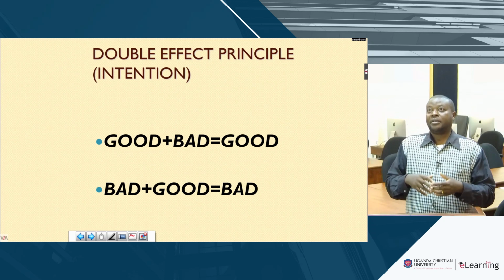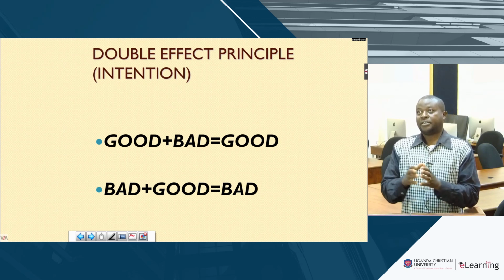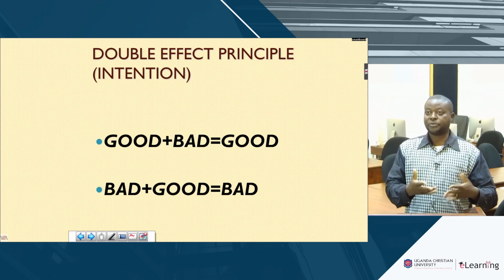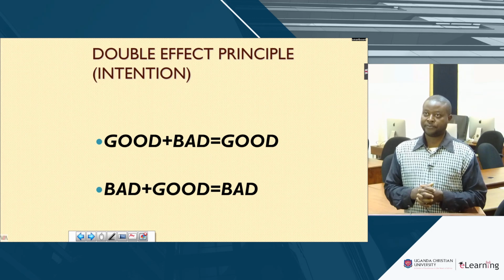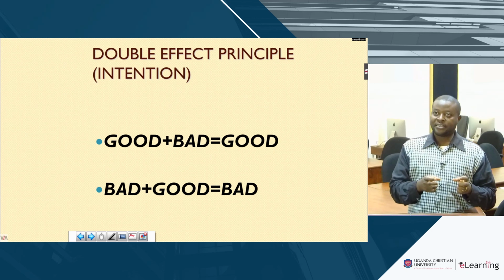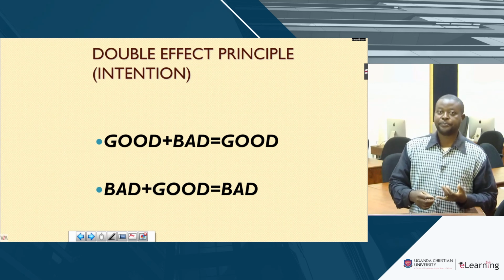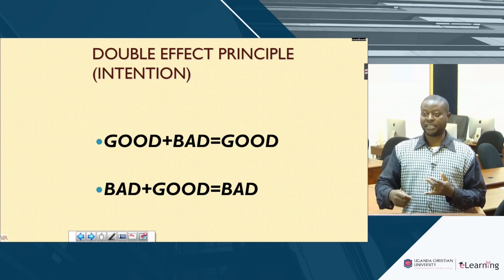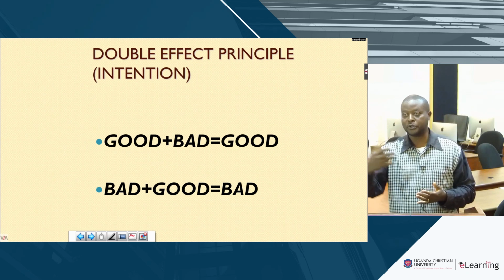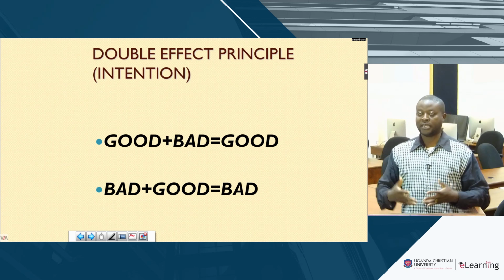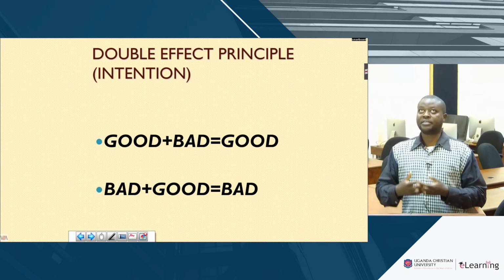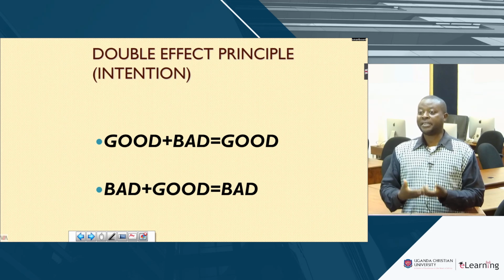But then the child ends up not gaining independent skills to enable them to fit in the community. Now, the second principle under the double effect principle states that if a bad intention is intended, but along the way a good consequence comes along, then we shall consider that gesture to have been a bad gesture.